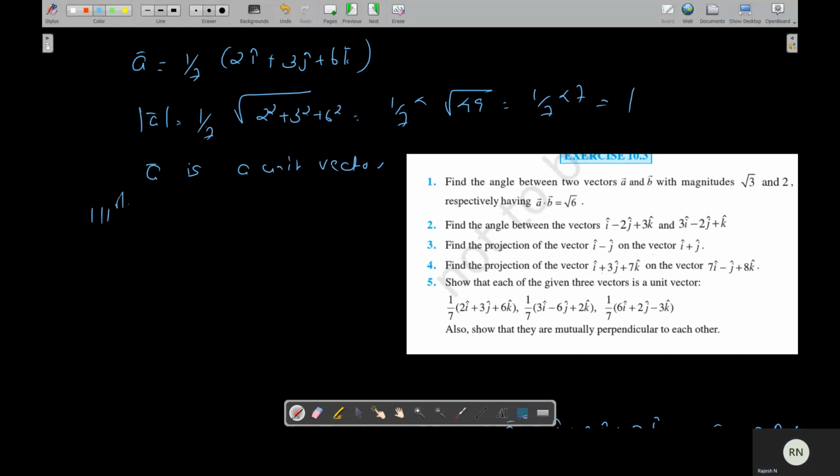Similarly, you can prove, you have to prove it, that modulus b bar is equal to modulus c bar is equal to 1. Now also show that they are mutually perpendicular to each other. How to show they are mutually perpendicular to each other?